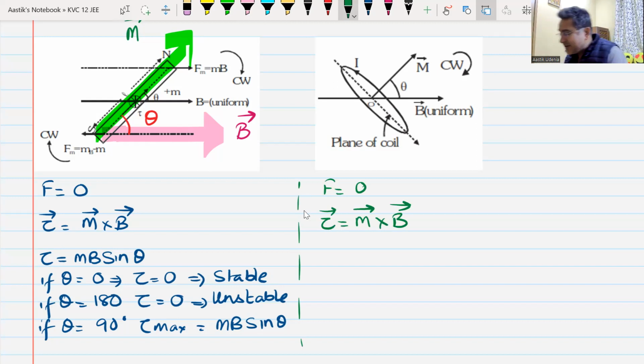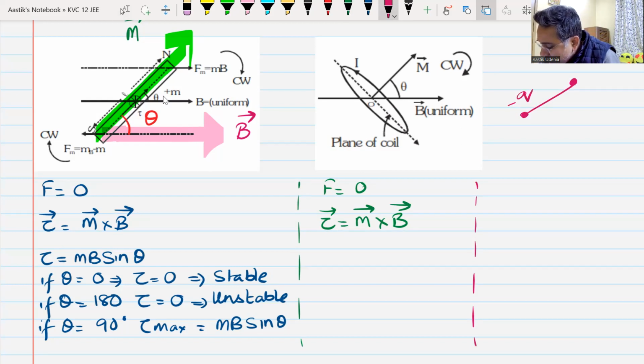Or is this going above our head, saying bye bye? Understood, sir. Same thing here. This gentleman. Minus Q, plus Q. And then we have this magnetic field B in this direction.